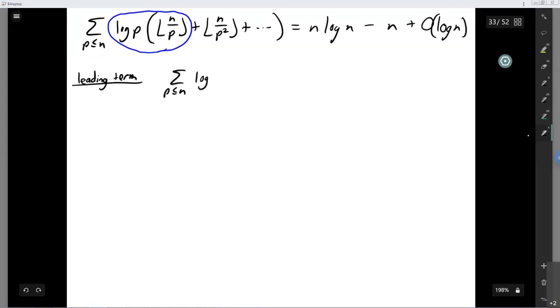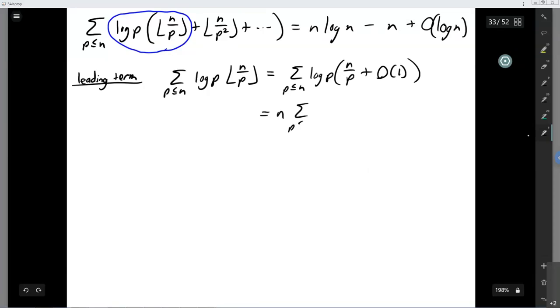This is a pretty similar computation to what we have been doing with the floor function in the past. The floor function is equal to whatever's on the inside with an error of big O of 1. So we multiply all this out. The first term, we can factor the n out, and we get the sum of log p over p for p less than or equal to n, which is the sum we want to consider. And it's only off by some error, which is big O of the sum over p less than or equal to n of log p.